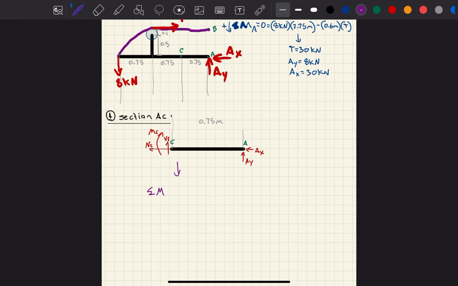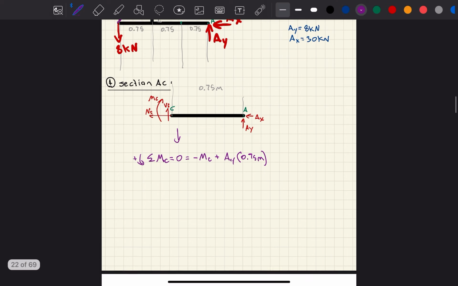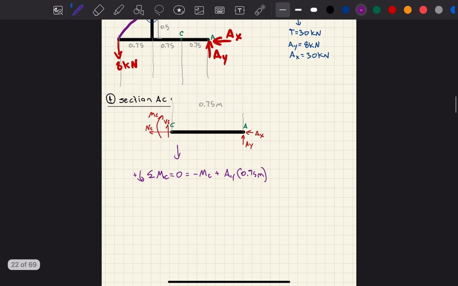So again, if we take a moment about C, counterclockwise moment, this moment is clockwise, so it's going to be negative. So negative MC is equal to, is not equal to, but a plus AY times 0.75 meters. AY, as we determined, is 8 kilonewtons. And if you solve this, you're going to get that MC is equal to 6 kilonewton meters. And there, you have one of your answers, basically.